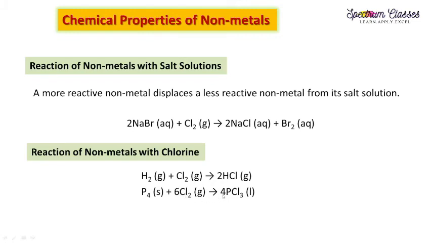Phosphorus on reaction with chlorine forms phosphorus trichloride. So this is PCl3. This is in liquid form, right? So these covalent chlorides are in the form of liquids as well as gases. Very few non-metal chlorides are in the form of solids.